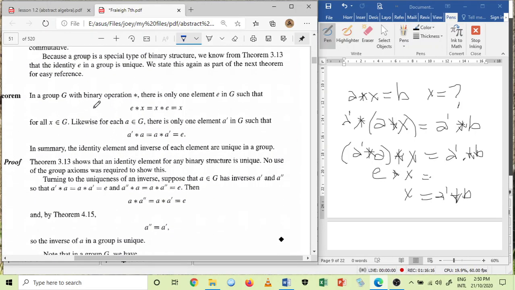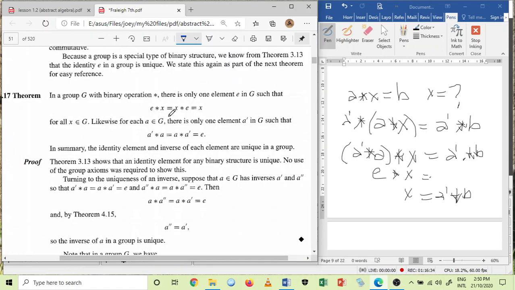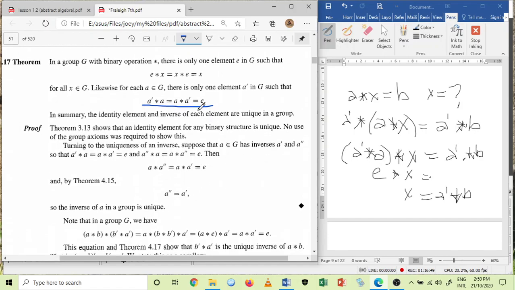Next theorem. In a group with binary operation asterisk, there is only one element E in G such that it satisfies the property of an identity element. Actually, this part here has been proven already earlier in theorem 3.13. Okay, the uniqueness of an identity element. What remains to be proven is the second part. Okay? So, again, uniqueness of an inverse.